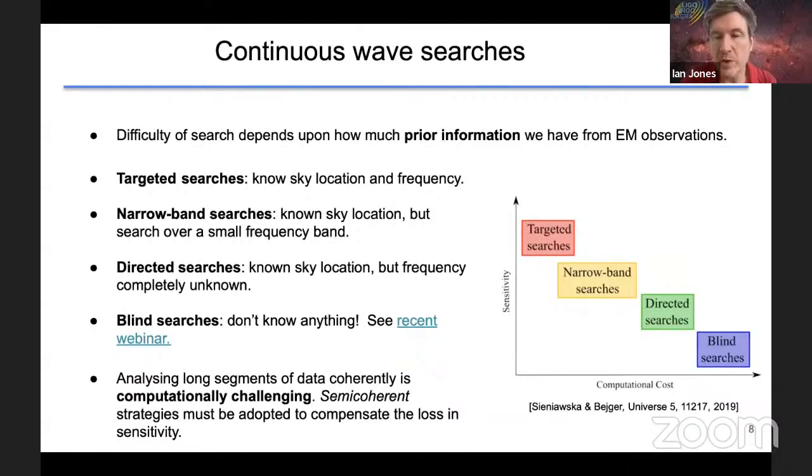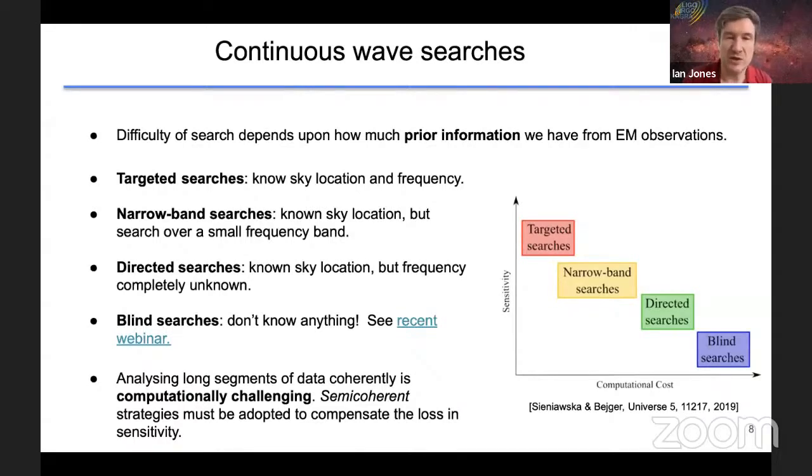There's a plot bottom right here that's got 2 axes on it. The horizontal axis is how computationally costly a search is. So searches that are really easy to do and you could do on your laptop would be on the left. Searches that you need a huge supercomputer for would be on the right. And then the sensitivity of the search, basically how weak a signal that we can see. So very sensitive searches would be at the top, relatively poor searches at the bottom.